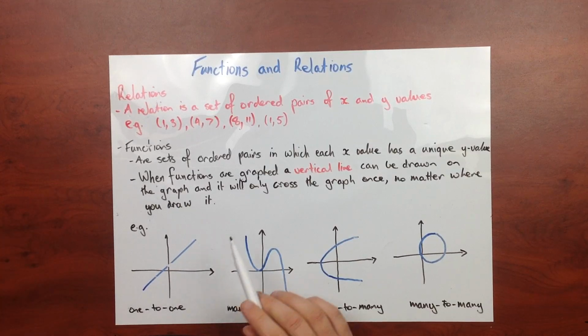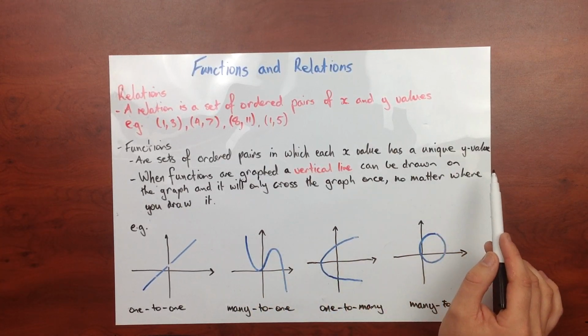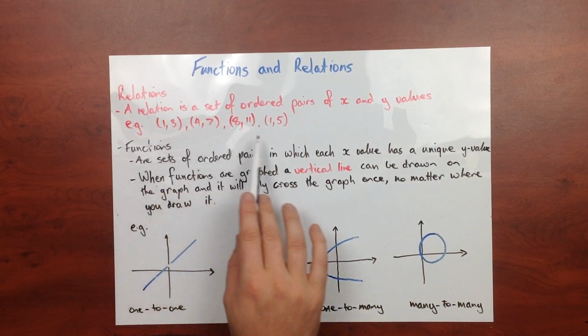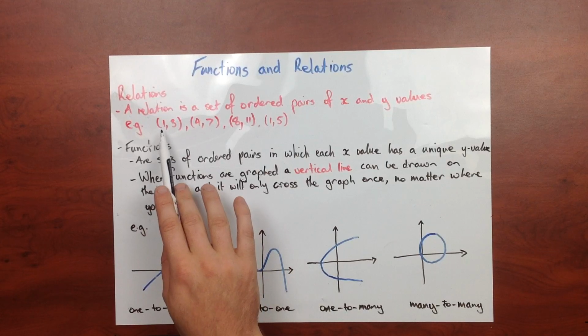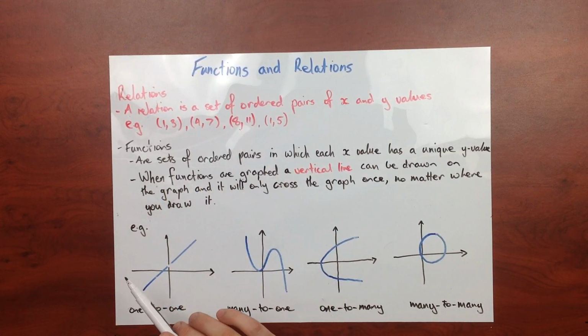Okay? Functions are sets of ordered pairs in which each x value has a unique y value. Okay, so each of our x values has a unique y value. So you can see this is a relation because 1 has a corresponding y value of 3 and 5. Okay, so this is why this would be a relation.